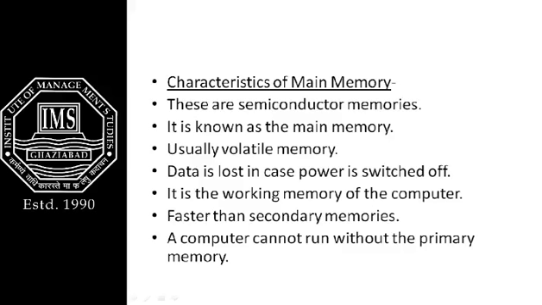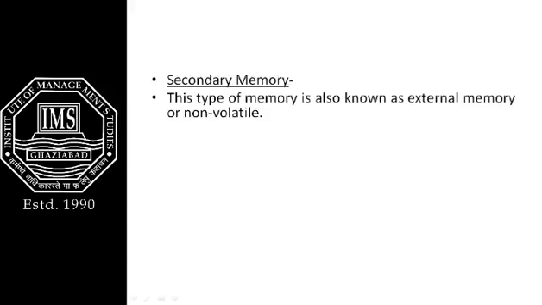It is the working memory of the computer, because the currently ongoing programs and instructions are stored in this type of memory. It is faster than the secondary memory. A computer cannot run without the primary memory, as the name implies; that's why it is called primary memory. A computer can go without the secondary memory, but a computer cannot go without the primary memory.